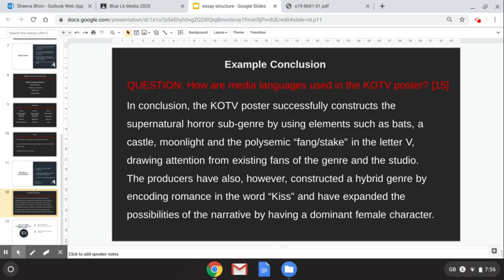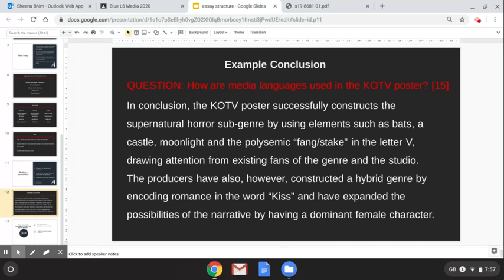So we see here an example conclusion. 2 sentences. In conclusion, so always bookend your conclusion by doing that, the Kiss of the Vampire poster successfully constructs the supernatural horror subgenre. So I'm using my genre codes and conventions there. By using the phrase subgenre, I'm talking about Neale, by using elements such as bats, a castle, moonlight, and the polysemic fang or stake in the letter V. So there I am pulling out a bunch of examples and using my Roland Barthes. I'm using all my encoding, decoding, my Stuart Hall, as well as my Roland Barthes there, my semantic codes, my enigma codes, my action codes.